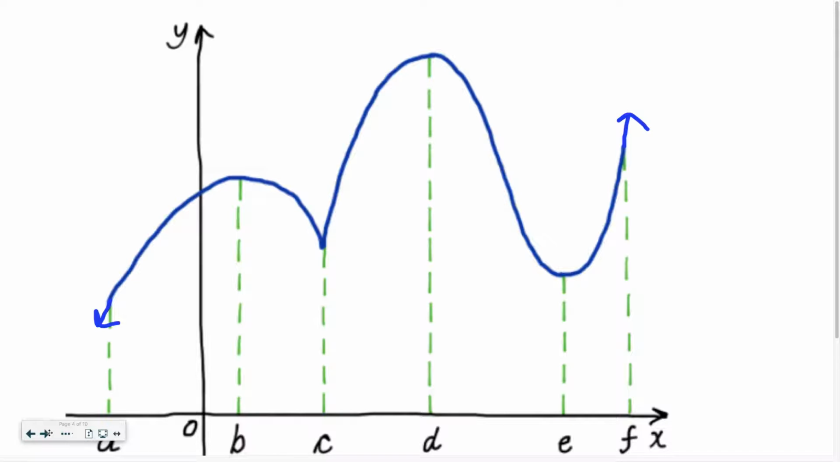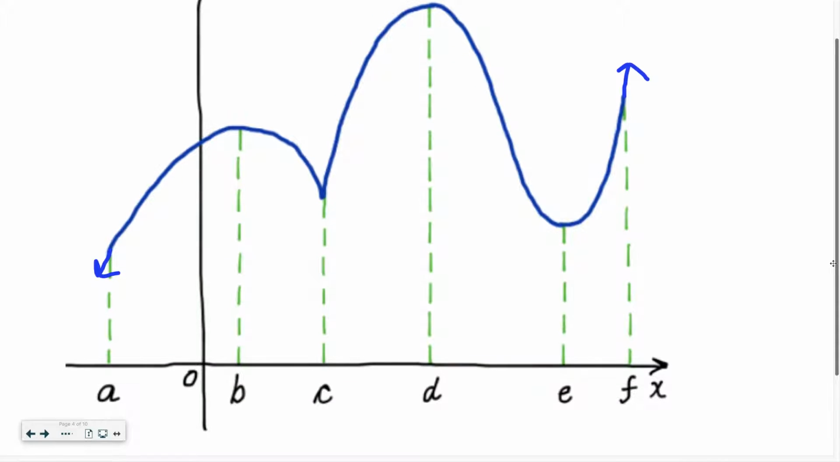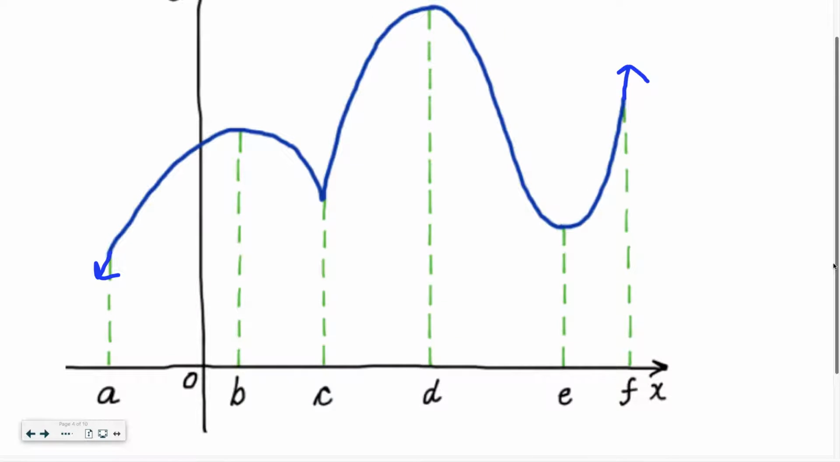Okay, I want you to look at this graph. And I want you to determine where we have relative minimums and relative maximums. Talk about it at your pod. You don't even need to draw this or write it down. Talk about where we have minimums, where we have maximums.